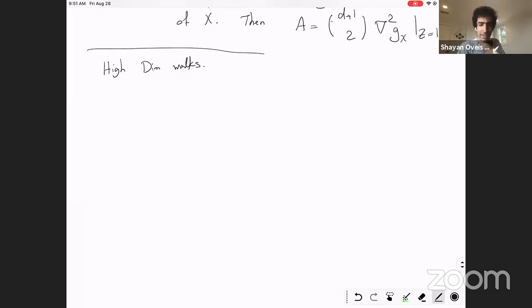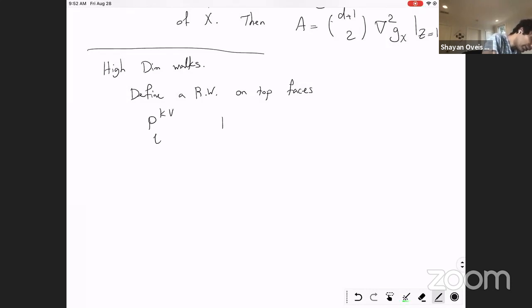Now you have a simplicial complex. You can define a random walk on top faces, or on anything, for any k. How would you do that? There are 2 random walks you can define. There's the down-up walk, and there is the up-down walk.